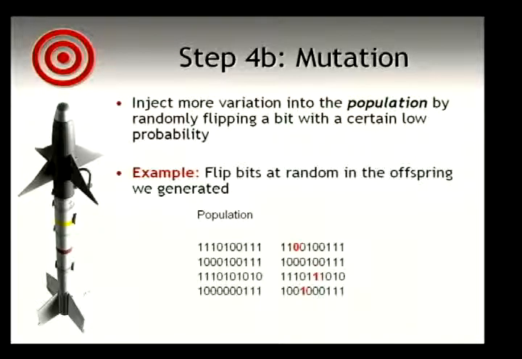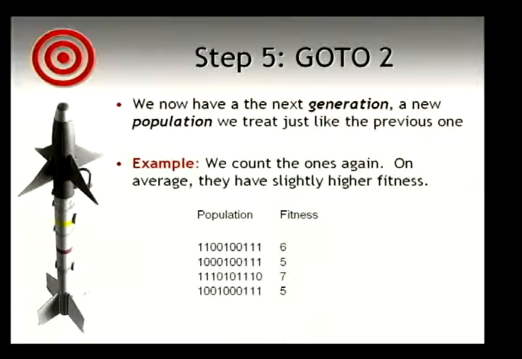Now, all of these steps in a genetic algorithm have parameters basically you can set. You have lots of options, so there's no hard process for creating a genetic algorithm. It's kind of an art. You have to tweak parameters and see how you do. So in our example, we flip bits at random in the offspring that we generated, and now we have a new population. Step 5, go to the beginning, repeat.